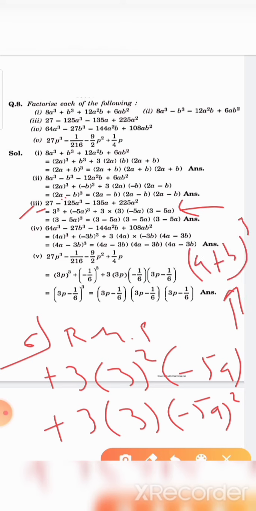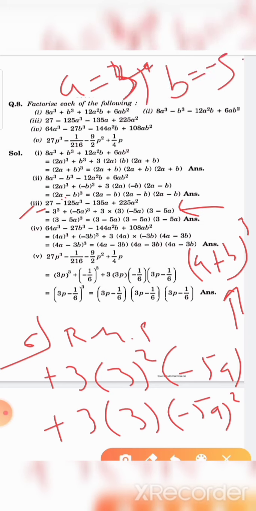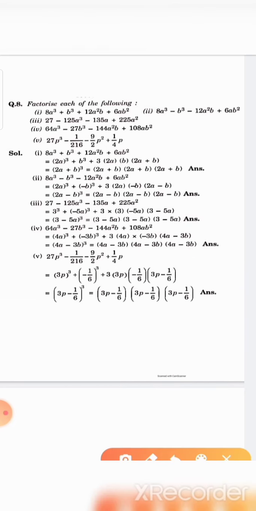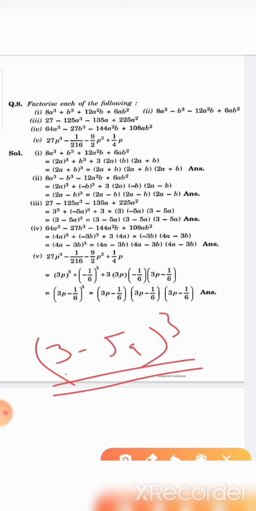So comparing the terms we get a is equal to 3a and b is equal to -5a. Substituting these values in our LHS, we get (3a - 5a) whole cube, and whole cube means the 3 times bracket multiplication. So we write (3a - 5a), second bracket (3a - 5a), multiplied by third bracket (3a - 5a), the factor of our polynomial. Similarly, we solve question number 4 and 5 again using identity number 6 RHS.